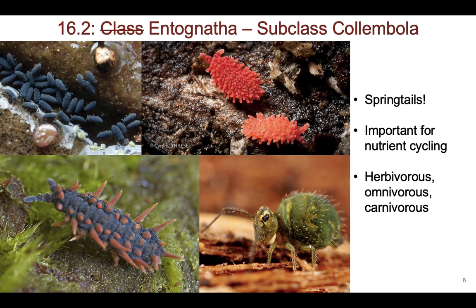The carnivorous ones, so not all of them eat fungi and microbes, will eat nematodes, rotifers, and some other species of collembolans. And they're reported to be the most abundant macroscopic animals on Earth because they live in most soil as well, and that's macroscopic, not microscopic.